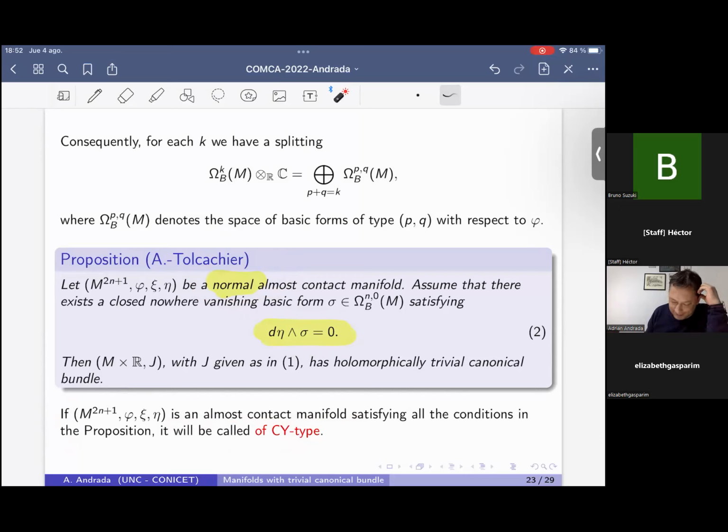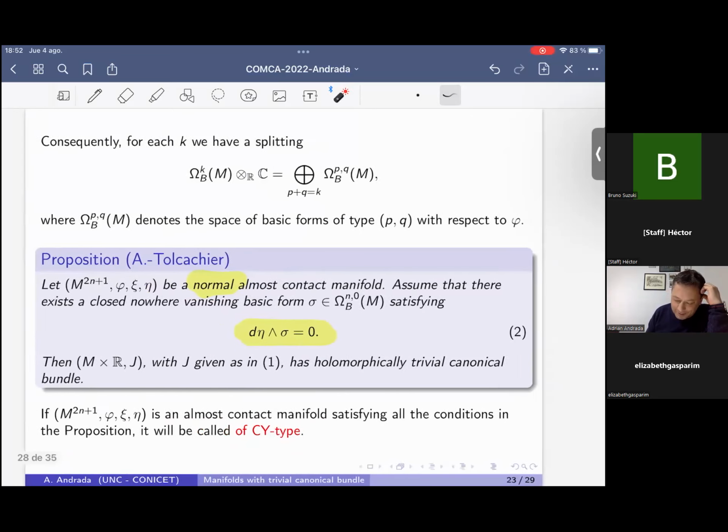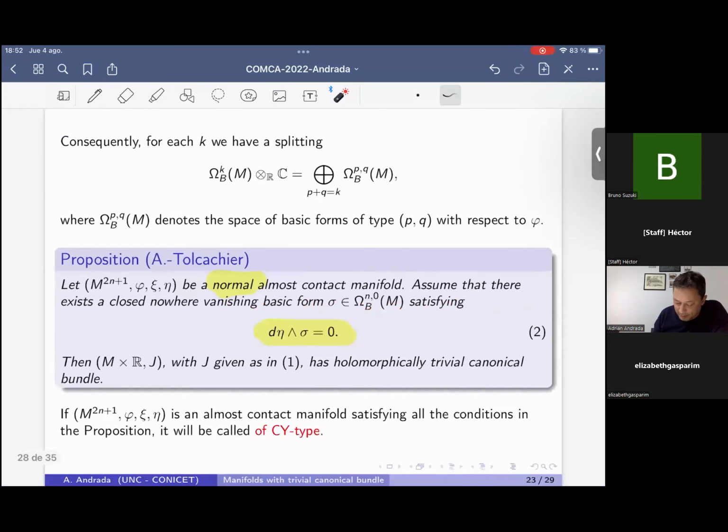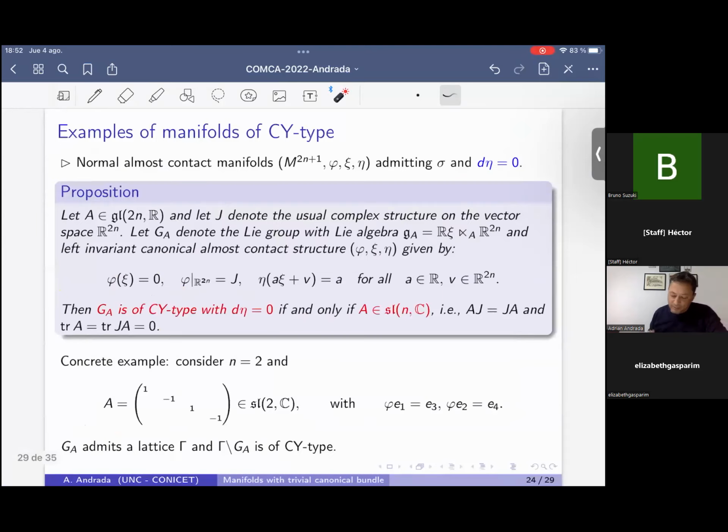And this clearly is related to what Enrique talked about, because one clear example of this kind of manifolds are normal almost contact manifolds admitting the basic form sigma and with d eta equal to 0. Because it is normal, there exists sigma, and if d eta is 0, then this is satisfied trivially. And here, well, I will not talk about that because it is kind of late. But we have here some examples.